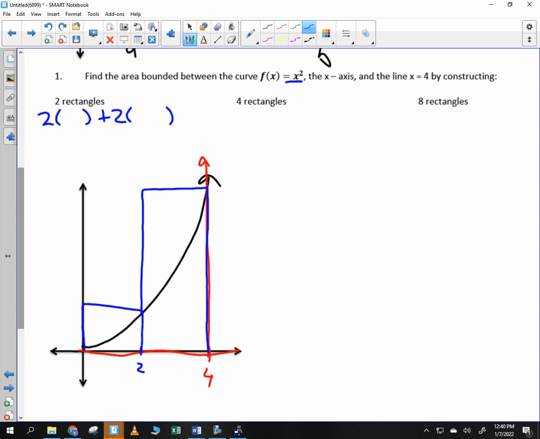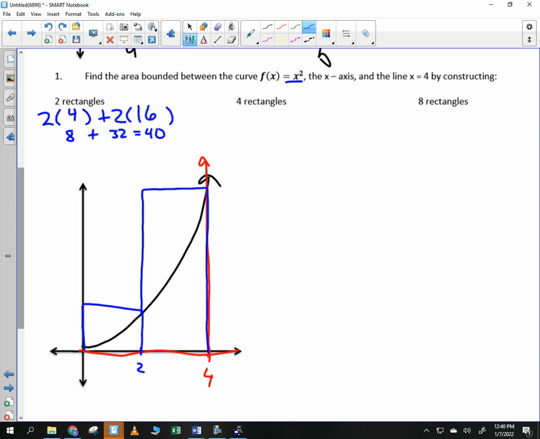Good. So my function is x squared. So if I plug in 2 and I square it, I get 4. That's the height of that rectangle. So what is the height of this rectangle? 16. Is there any question on how I came up with those values? Okay, so 2 times 4 is 8, plus 2 times 16 is 32, so I get 40. Overestimation or underestimation? Overestimation. We all agreed?